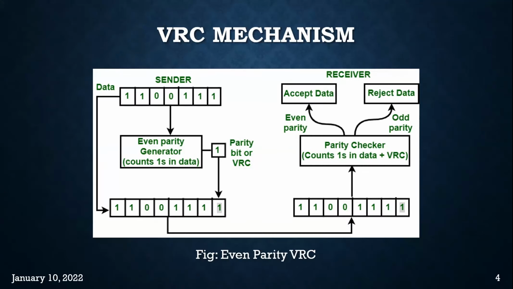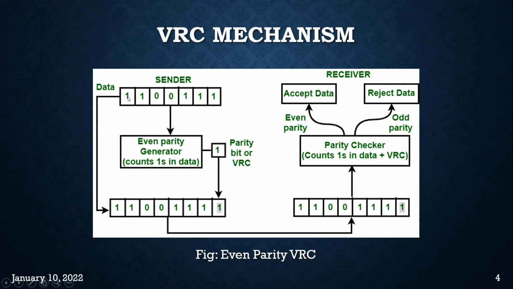Then the VRC mechanism. Here, the even parity VRC mechanism has been shown. If the source wants to transmit data unit 1100111, then when it transmits it, the even parity generator will process it.